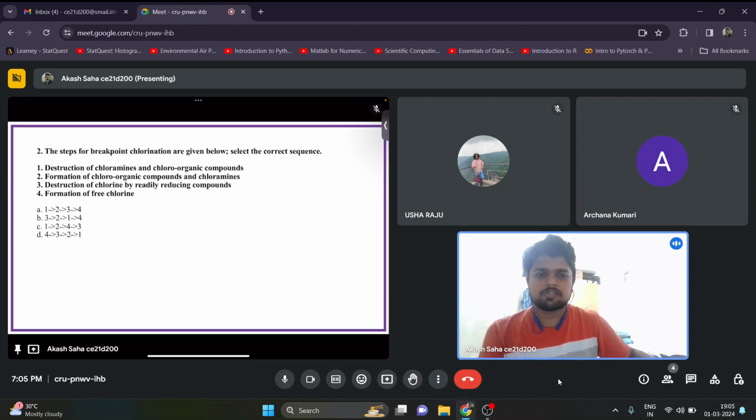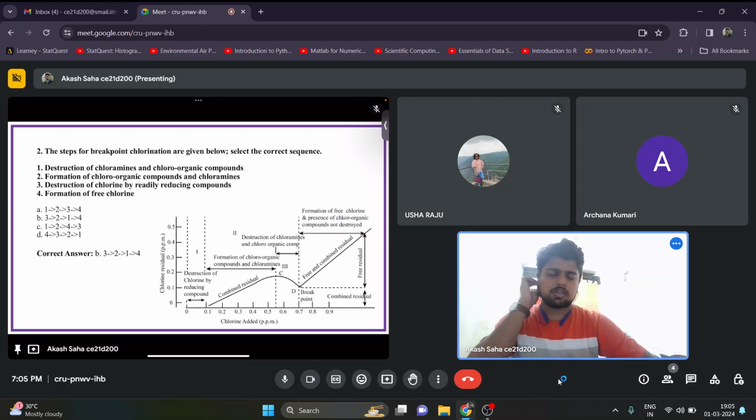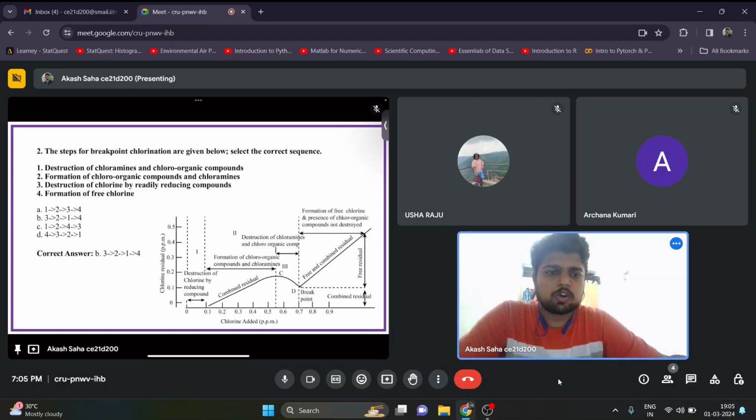We will see the answer. The answer is B, as you have rightly pointed out. If we see the graph between the chlorine added and the chlorine residual, that is from where we find out the breakpoint chlorination. At first, some readily reducing compounds are present in the system, so there is a destruction of chlorine, and there will be no residual chlorine at first. Now when the reducing compounds are all destroyed, you are adding more and more chlorine. Now there will be formation of some chloroorganic compounds or chloramines, and there we can see a rise in the curve.